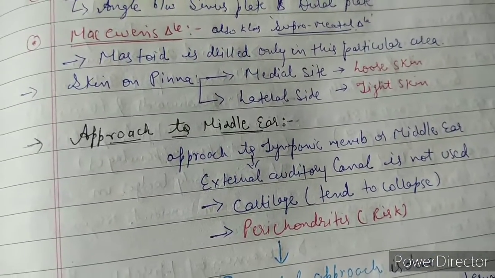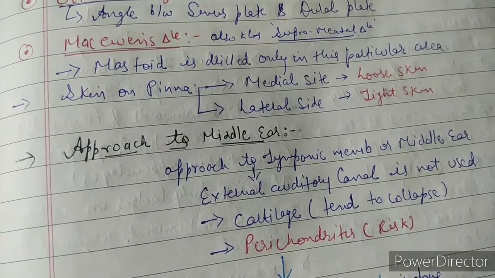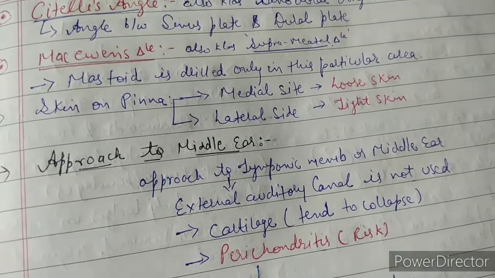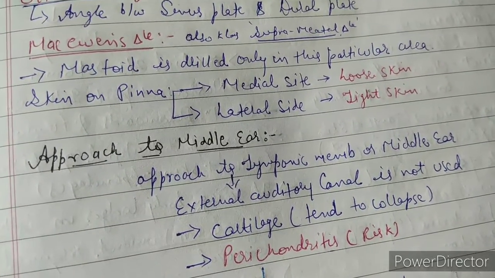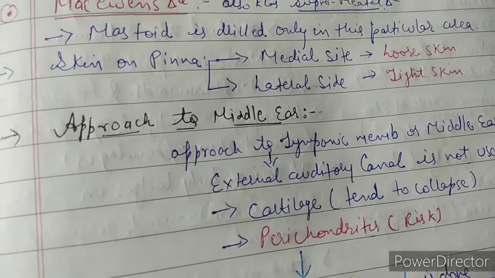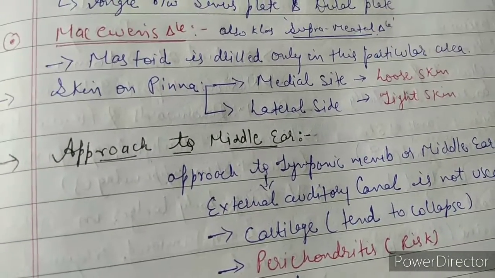Now we will discuss the McEwen's triangle. It is also known as the suprameatal triangle. The mastoid is drilled only in this particular area, as I have told you previously, that if we want to go to the middle ear, then we will drill the mastoid through this area only.